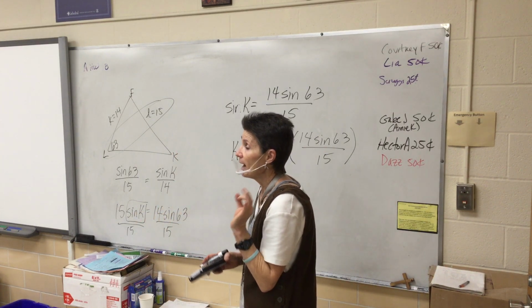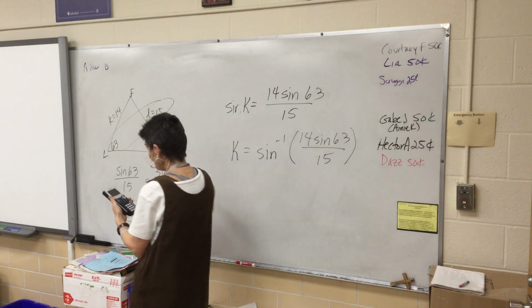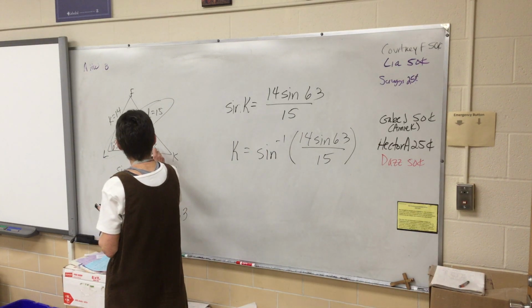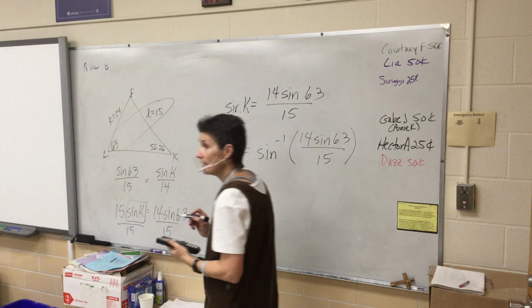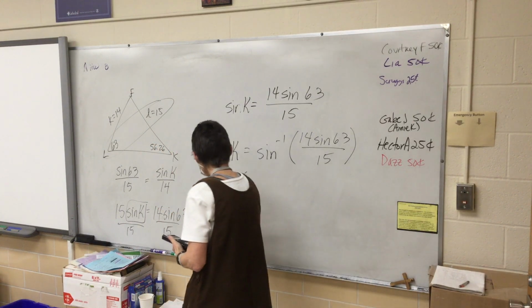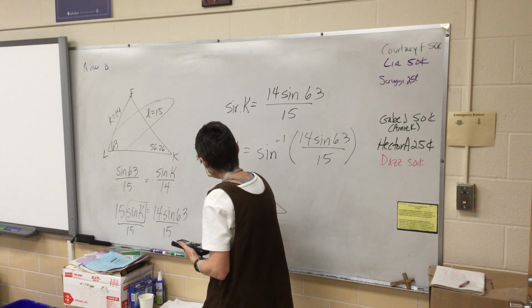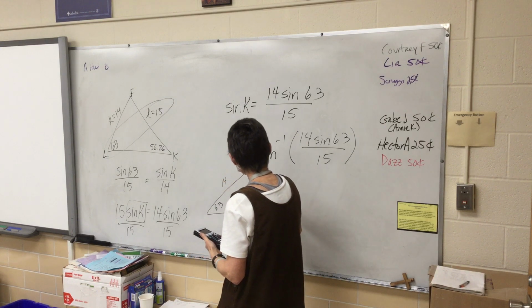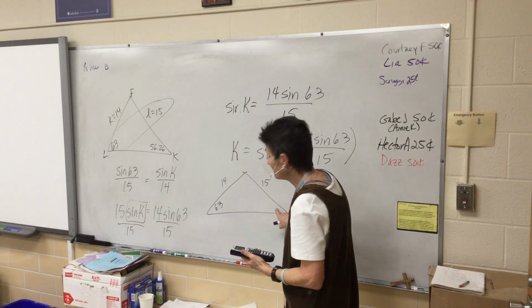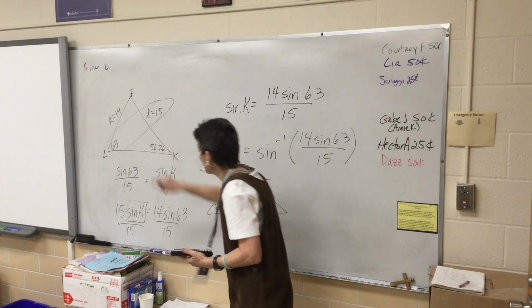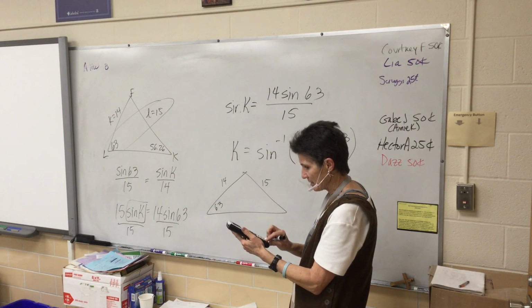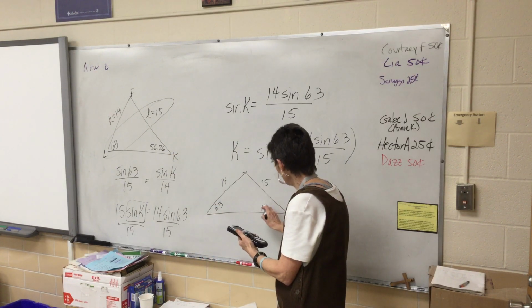No triangles. I got an answer though. I got 56.26. Oh, that means 2. Okay? So then I come over to the side and I put my 63, my 14, and my 15. And then I take 180 minus that answer and put it here.